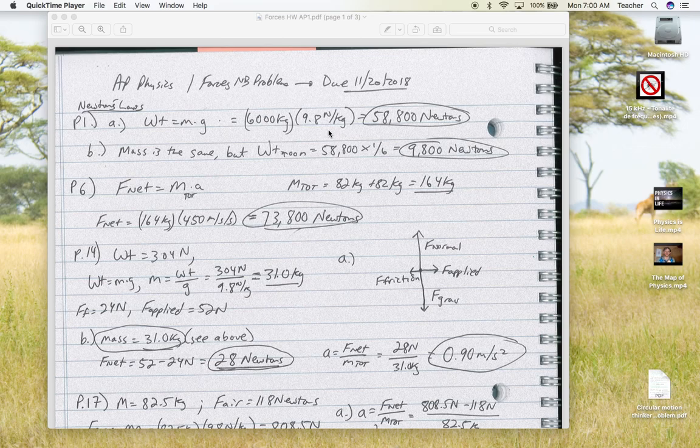So for A, the elephant is 58,800 newtons on Earth. For B, on the moon, which has 1/6 the gravitational force, same mass, only 9,800 newtons.